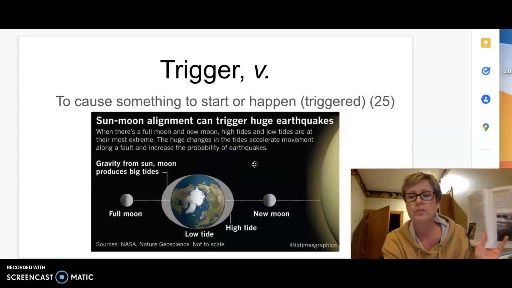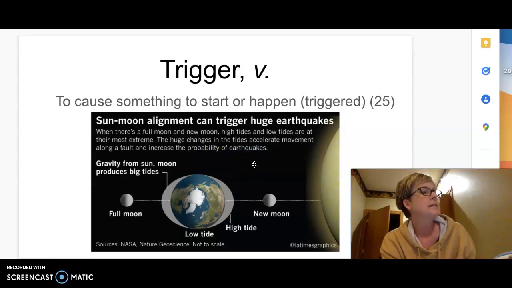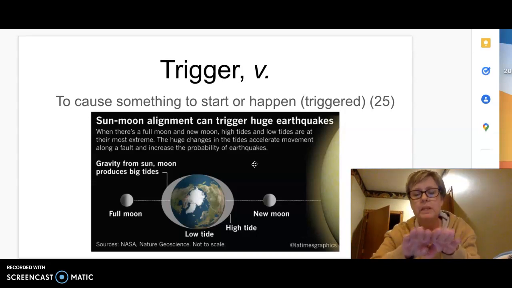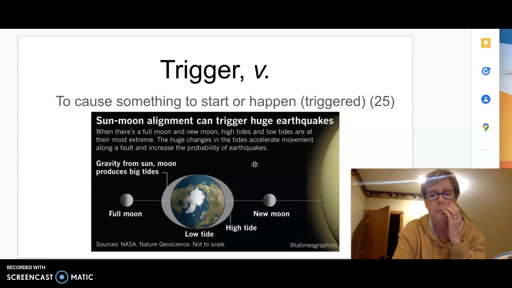And your trigger is on page 25, and it says pressure slowly builds. It's when the plates get stuck, and pressure slowly builds, and they're stuck, and then they slip, and they trigger an earthquake.